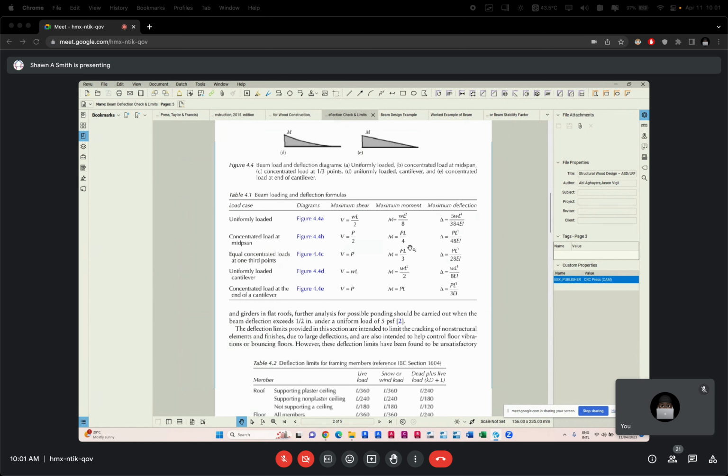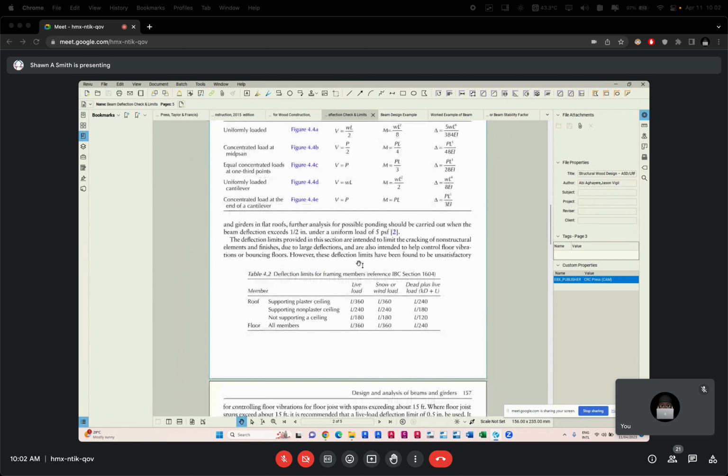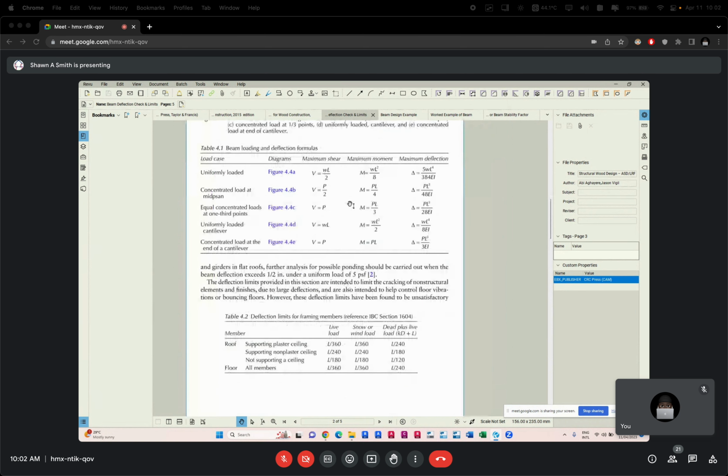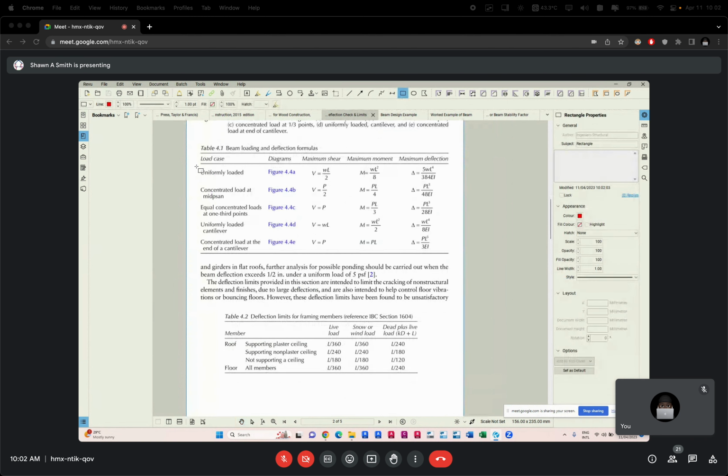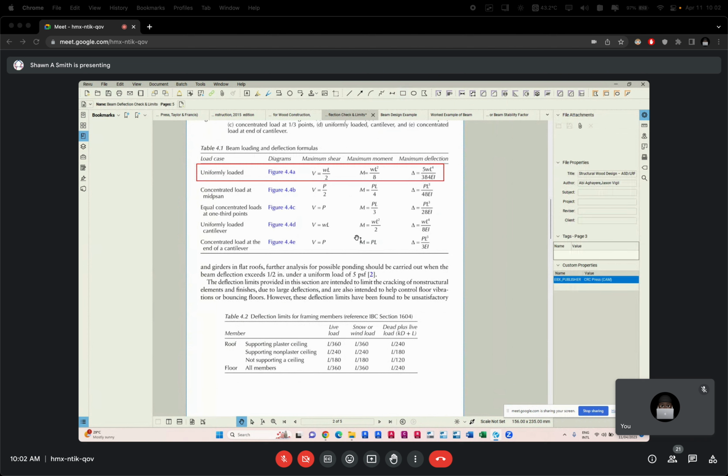All right. Now, let's look at the limit. So we know that we'll be using this, but why are we calculating deflection? Because we now need to know if the beam meets deflection criteria.